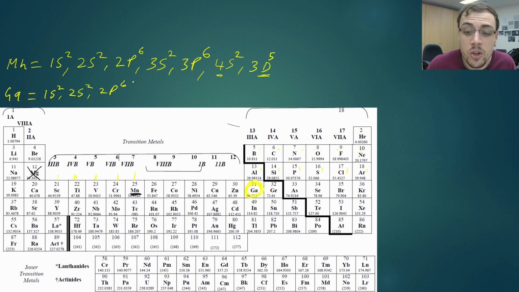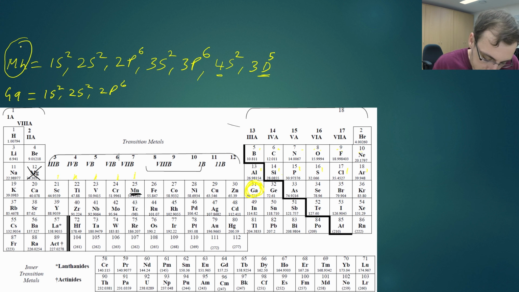Another technique that we can use to help us save time is, with our previous question, we looked up manganese, which is here. Now, gallium is here, so we know it's going to have the same electron configuration as manganese because it contains the same and then some electrons. So we know that it will replicate this exactly.